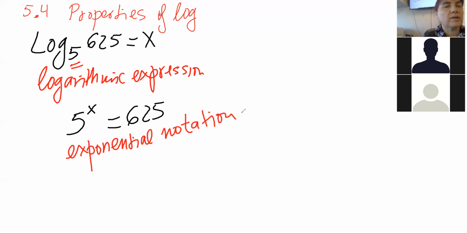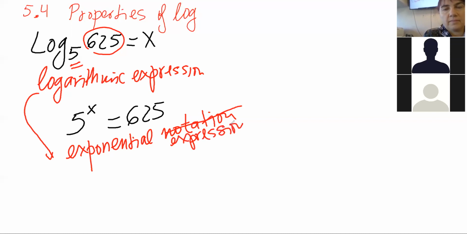Okay, so this is what the logarithm does: it asks you the exponent to which the base must be raised to give you the number inside. And if it doesn't make sense to you, you can always rewrite it as an exponential expression, or you can rewrite the logarithm as an exponent. Then it can make more sense to you. Okay, now the properties of logarithms.